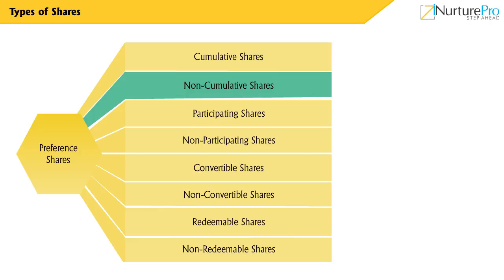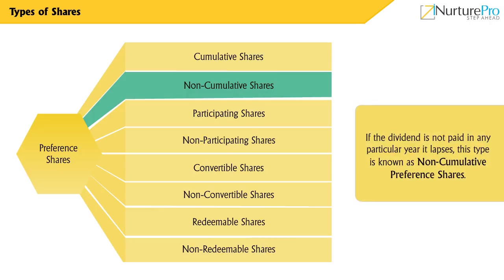Non-cumulative preference shares. In this type, if the dividend is not paid in any particular year, it lapses. In non-cumulative preference shares, dividend is not allowed to accumulate, and such unpaid dividend will not be paid in subsequent years despite earning sufficient profits.